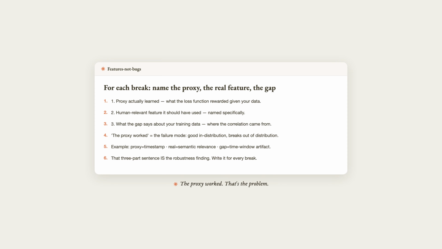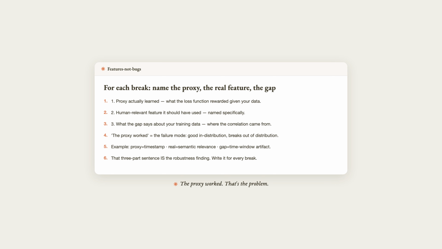The feature you intended, named specifically. 3. What does the gap between the proxy and the real feature say about your training data? A classifier that used timestamp as a proxy for relevance did not make a mistake in the usual sense. It found a real pattern in the data. The timestamp genuinely correlated with relevance in the training distribution. That is the problem. The proxy worked, and that is exactly the failure mode. Your model will perform well in the training distribution and fail in the deployment distribution wherever the correlation breaks.